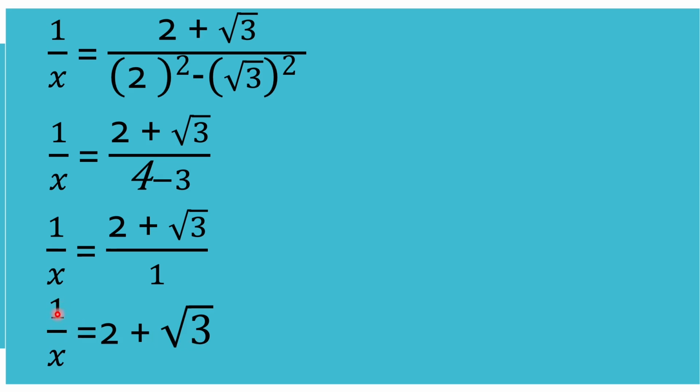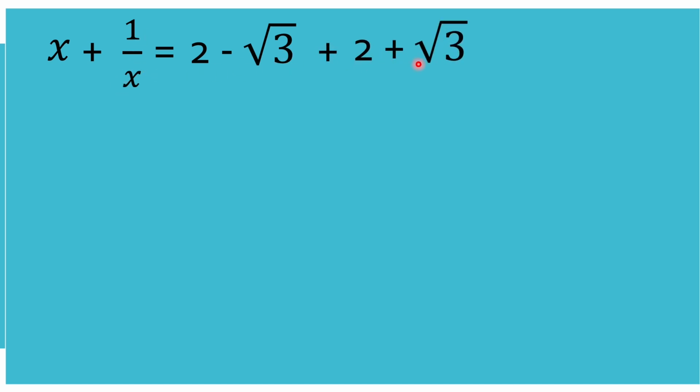So now we have the value of 1 over x, and in the next step we will add x plus 1 over x. We have the value of both x and 1 over x, so we will put the values over here. x equals 2 minus under root 3 and then plus 1 over x equals 2 plus under root 3. Now this minus under root 3 and plus under root 3 will cancel each other. So we have x plus 1 over x equals 2 plus 2 equals 4. So x plus 1 over x equals 4.